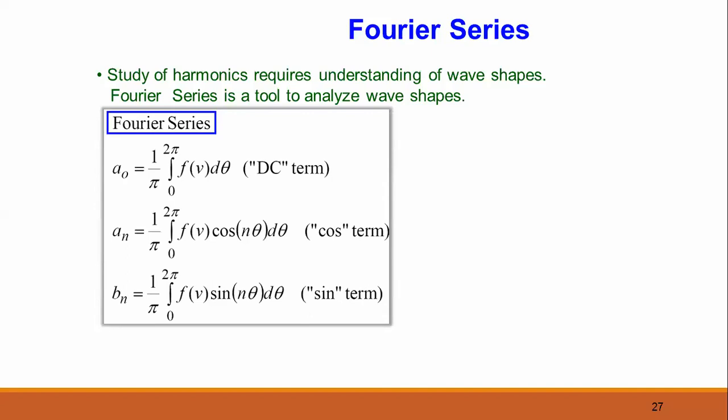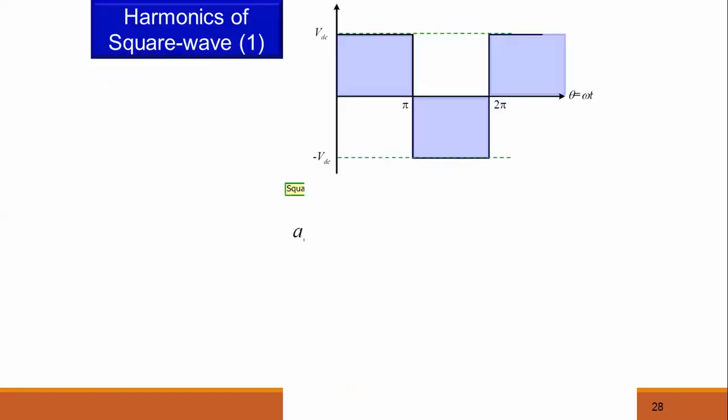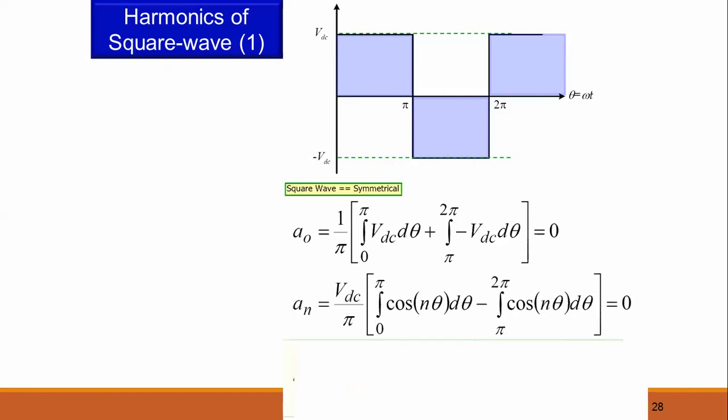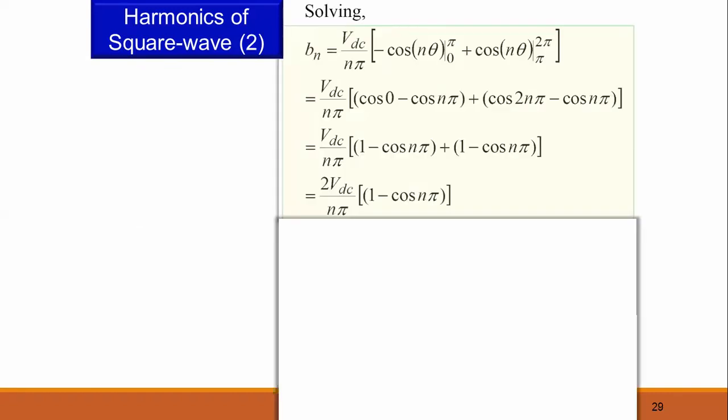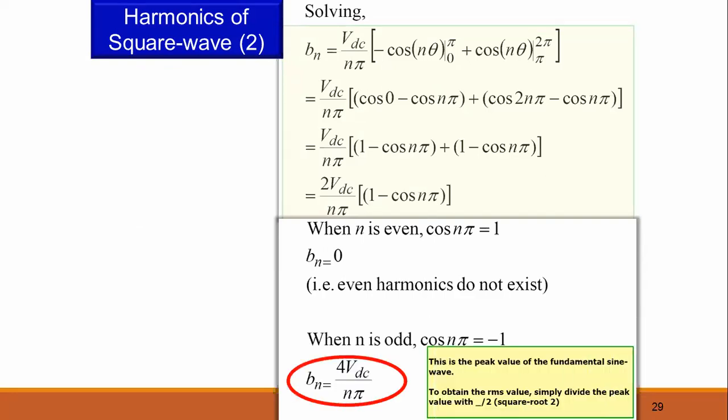Fourier series is used as the analysis tool for different waveforms. A Fourier series consists of DC terms, cosine terms and sine terms. We have to apply the Fourier series on this square waveform and extract different harmonics from it: A0, An, and Bn. We will calculate all these harmonics. For a square waveform, even harmonics do not exist, so there are no even harmonics here. And the odd harmonics value is equal to 4VDC divided by n pi.